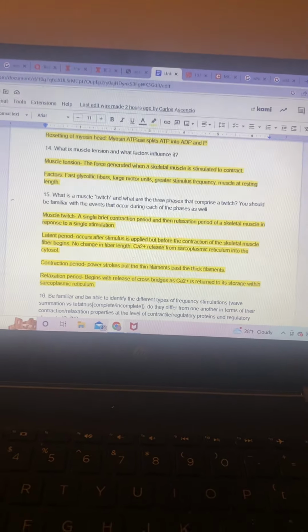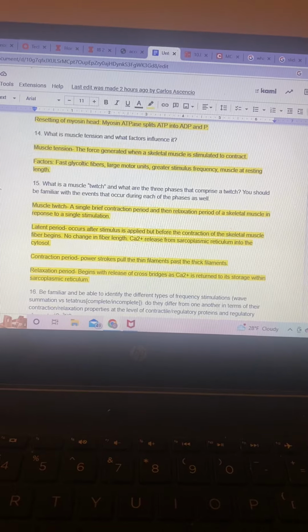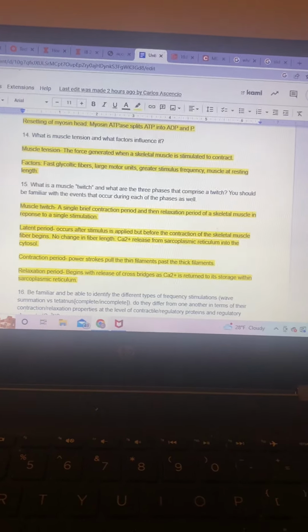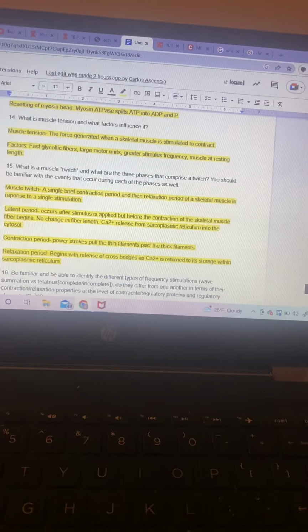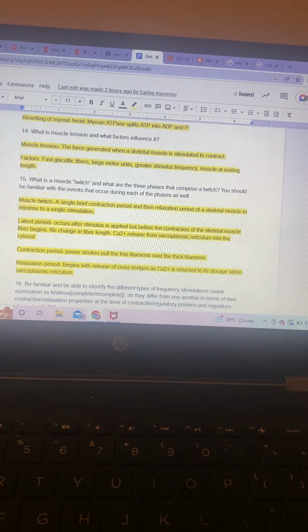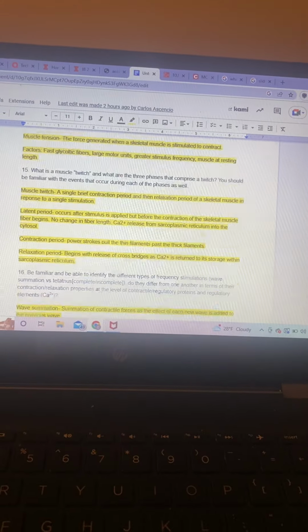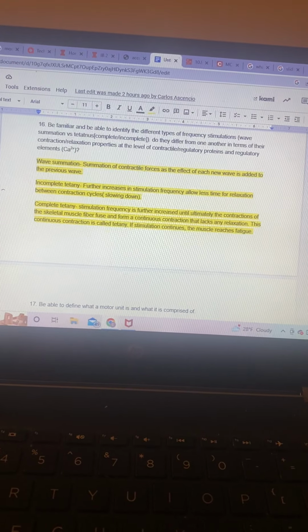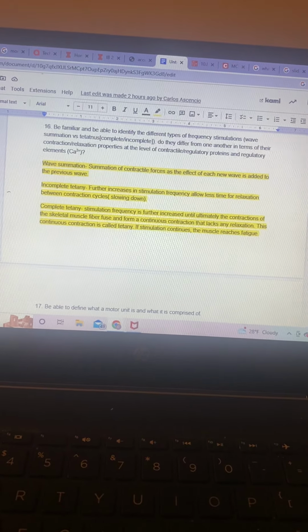The second one is the contraction period, in which the power strokes pull the thin filaments past the thick filaments. The third one is the relaxation period, which begins with the release of cross bridges as Ca2+ is returned to its storage within the sarcoplasmic reticulum. Okay, what is wave summation? It's a summation of contractile forces as the effect of each new wave is added to the previous wave.